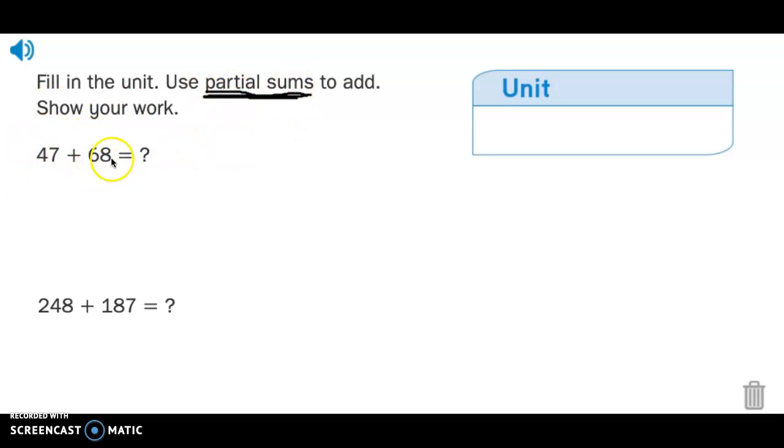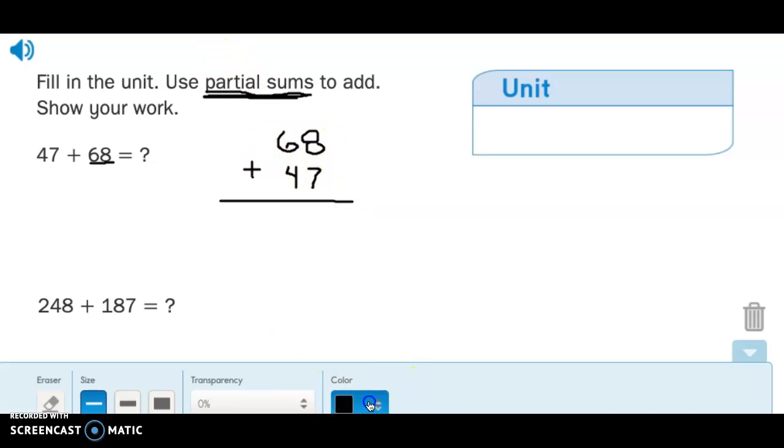So 47 plus 68, we're going to stack them. I always tell us to stack the largest number on top, even though it says 47 first. It doesn't matter when we're adding, but we always want to put that larger one on top just in case we have to subtract, because we always take away from that bigger number. Okay, 68 plus 47. We'll set this one up together and then you can do the next one on your own.